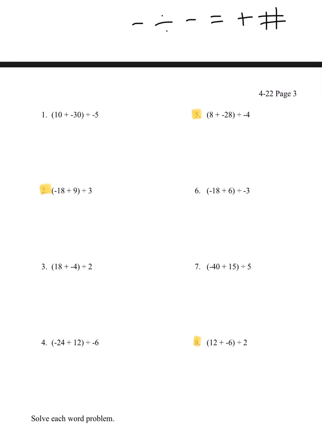Number 2, we have negative 18 plus 9 divided by 3. We have PEMDAS again. So let's do the thing in the parentheses first. We have negative 18 plus 9. 18 minus 9 is 9, but we could see here that our 18 is bigger than 9 and it's a negative number. So our answer is negative 9. And then divided by 3. We could see here that we have a negative number and a positive number, so our answer is going to be negative. So 9 divided by 3 is 3. So our answer is negative 3.